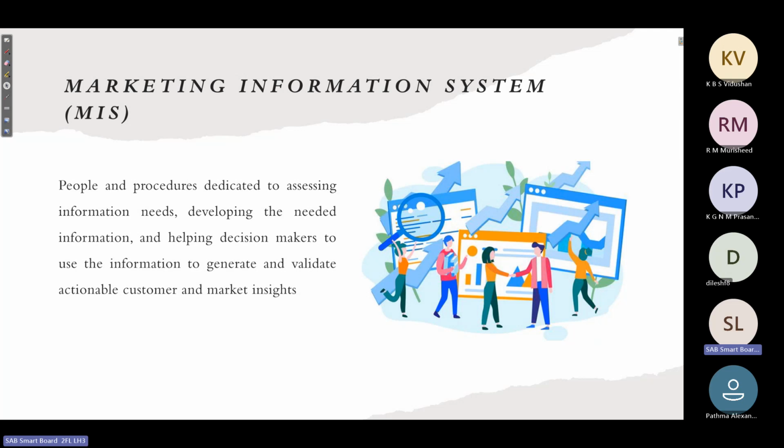That is what happens overall in this marketing information system. Right? So are you okay so far? Is there anything you missed or need to understand?